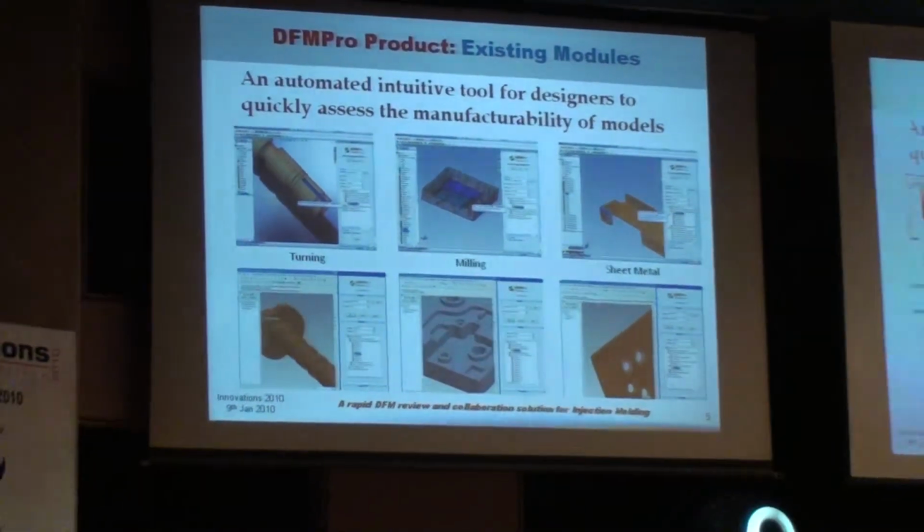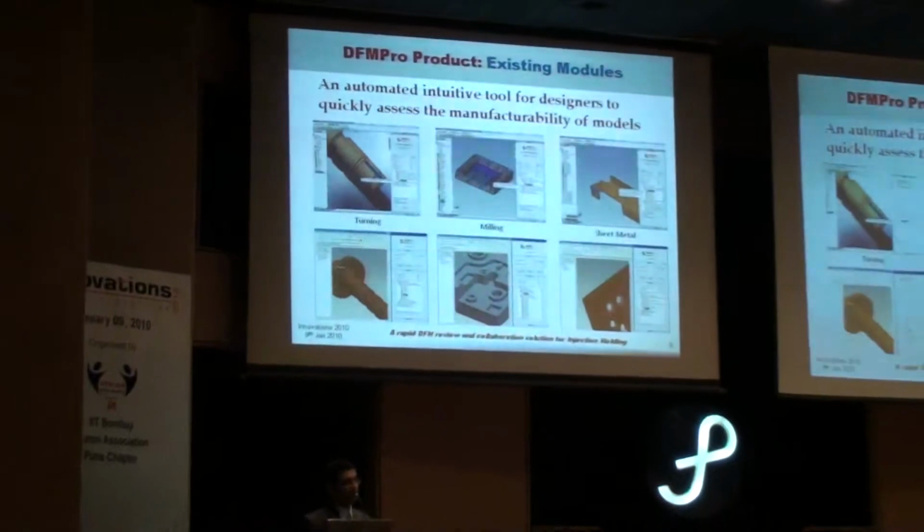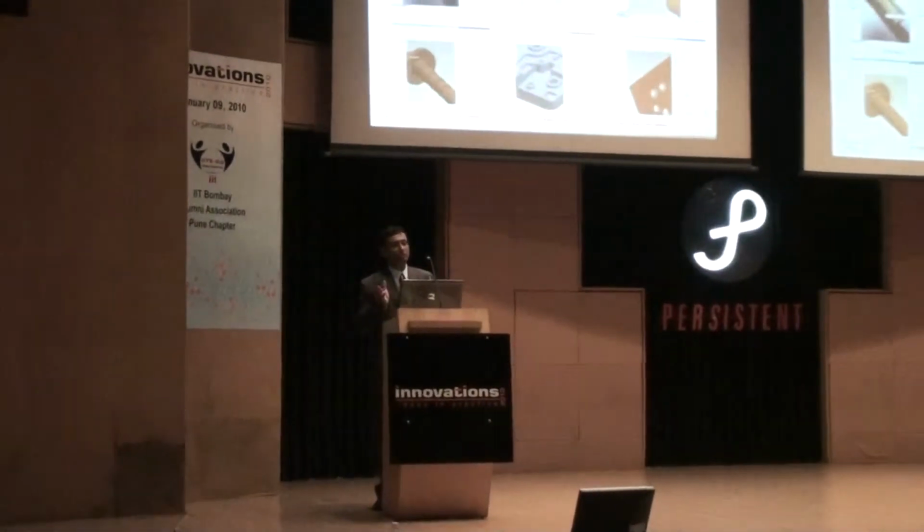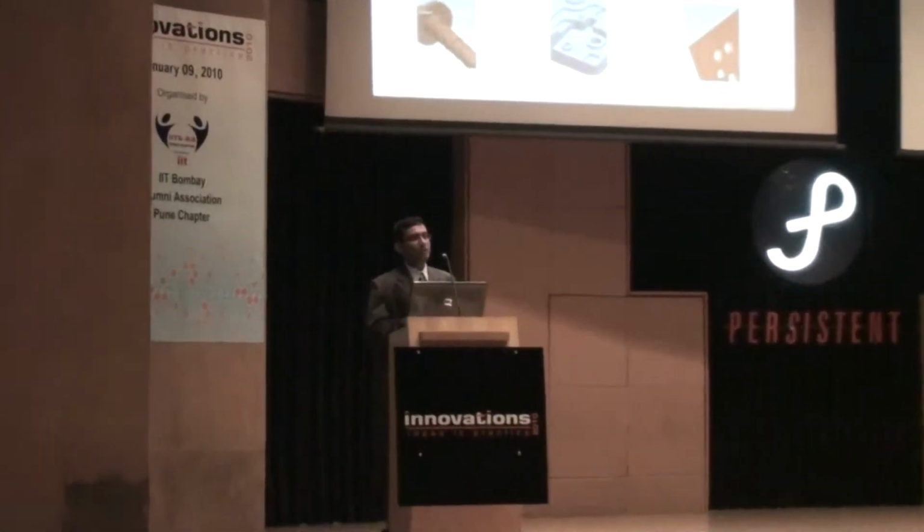So the designers are able to correct the manufacturability issues while they are designing the product right into the CAD systems. We have the product available for various modules like machining and sheet metal. And it's available in the leading CAD systems like CATIA and Pro Engineer and SolidWorks. Recently, we have introduced a new model for the plastics community. It's the injection molding module.